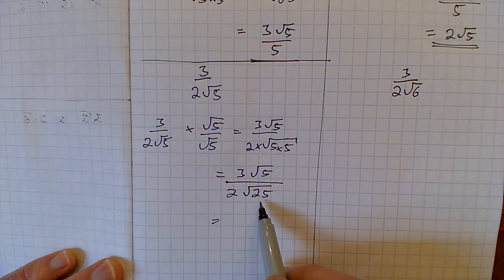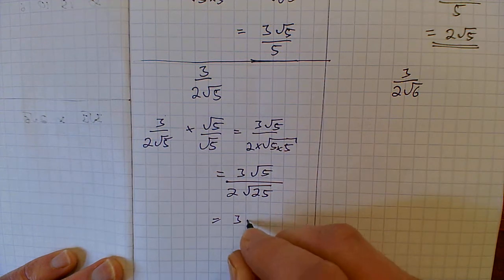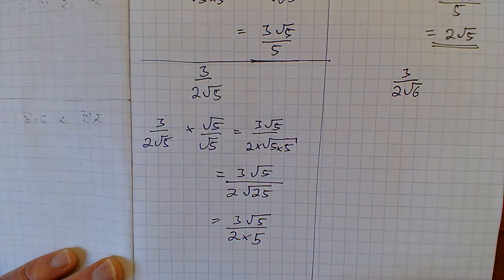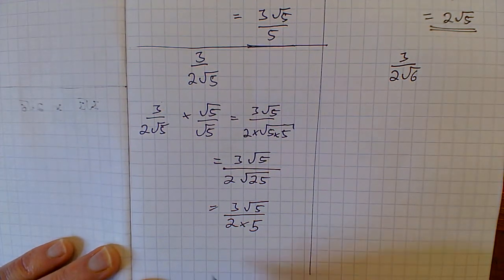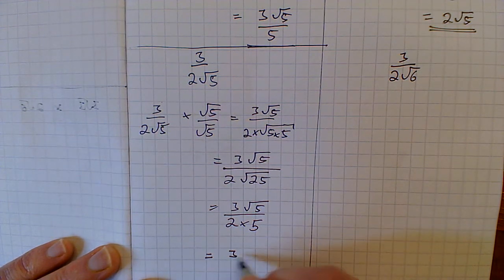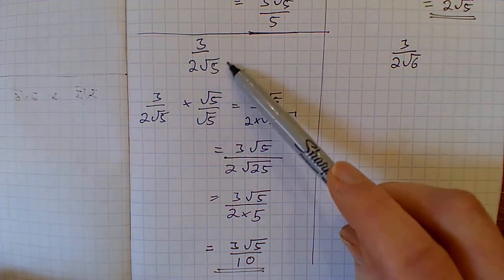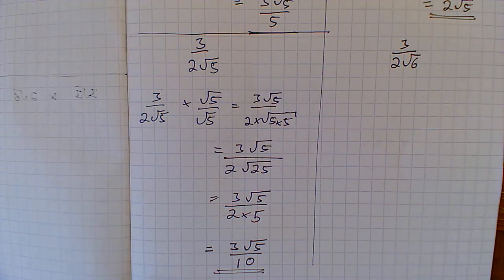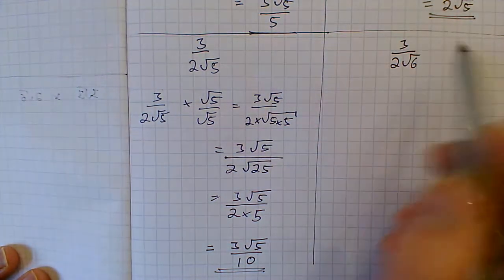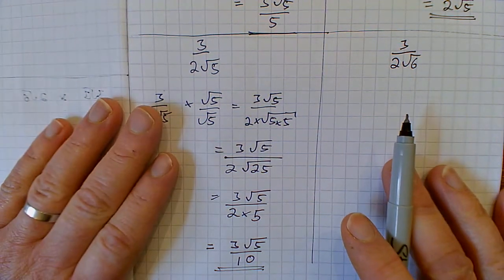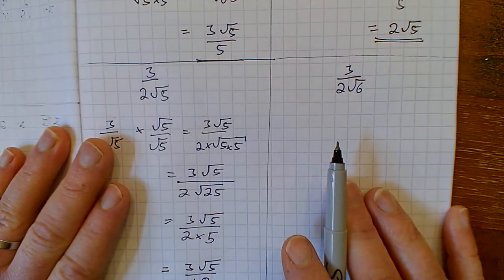But I know that root 25 is 5. So I've got 3 root 5 all over 2 times 5. But I also know that 2 times 5 is 10. And so I can write that as 3 root 5 over 10. And again, it's a much easier form to work with than 3 over 2 root 5 is. Okay, pause the video. Have a go at this question over here, 3 over 2 root 6. And when you've done it, press play, and I will be waiting for you to go to the answer.